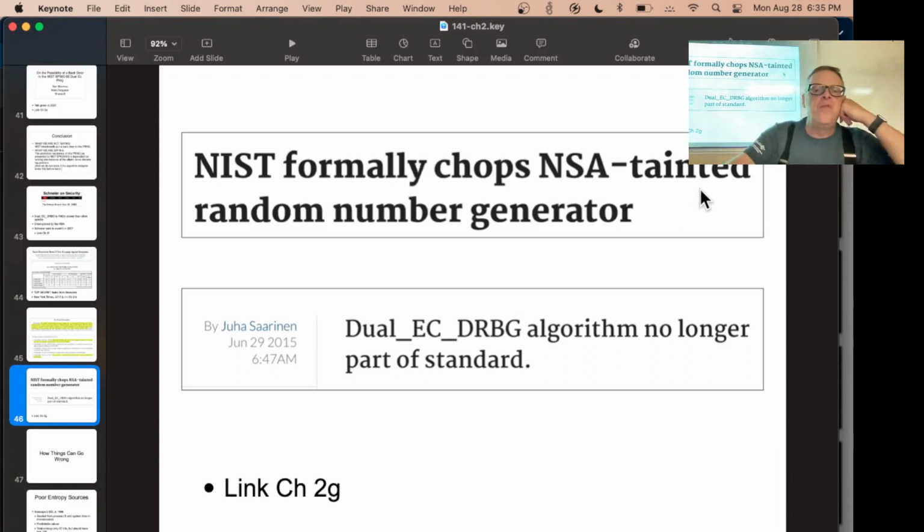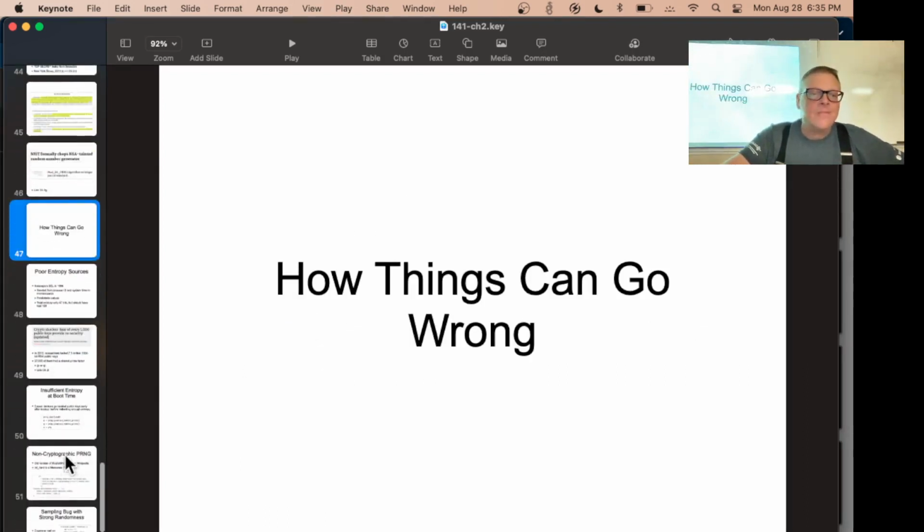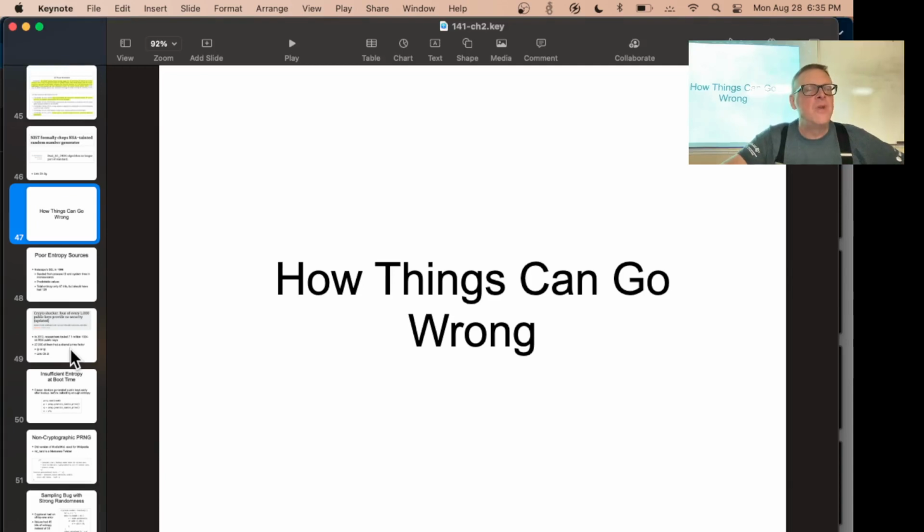So NIST formally chopped this one. They no longer approved it, and it's no longer part of the standard. They were caught and humiliated for that one. So that's the issue. Intel gave us a hardware number generator, but a lot of people refused to use it, just assuming it must be poisoned. Of course, I don't know where this paranoia would stop.